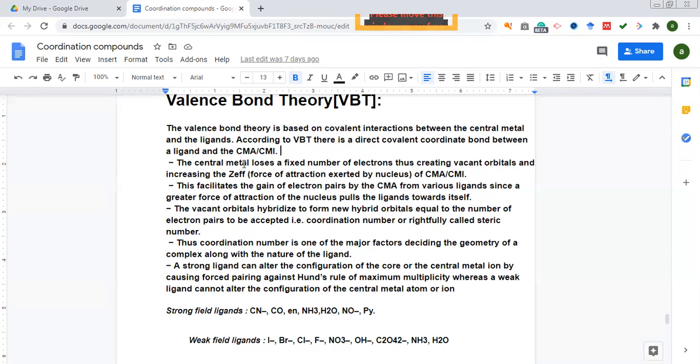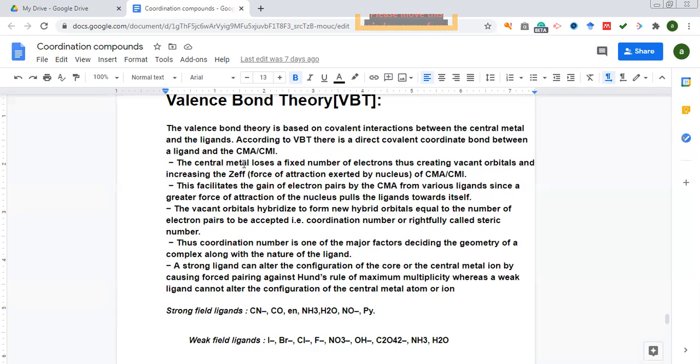The next hybridization is sp3 hybridization. In sp3 hybridization, the central metal atom will provide four vacant orbitals, one s orbital and three p orbitals. That indicates the central metal atom is going to accept four lone pairs of electrons, and the coordination number of that complex compound is 4. These one s and three p orbitals undergo hybridization known as sp3, and this sp3 hybridization imposes tetrahedral geometry on the complex compound.